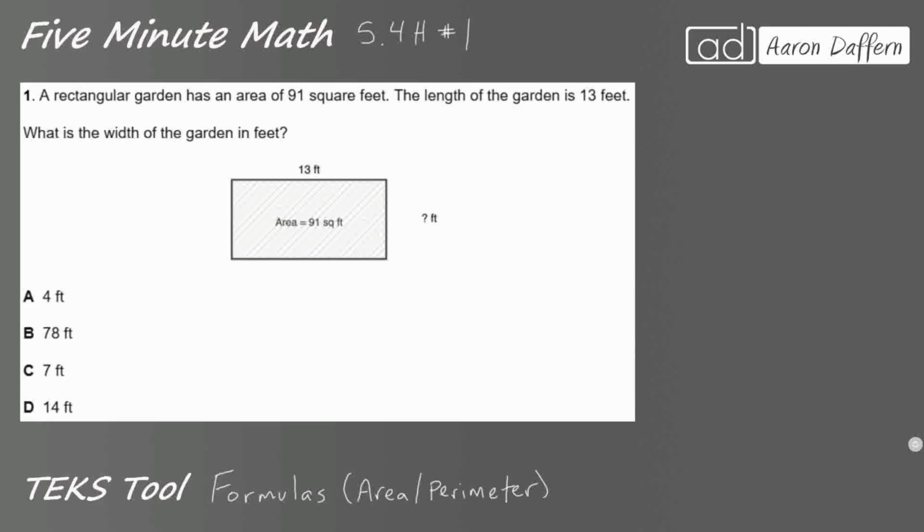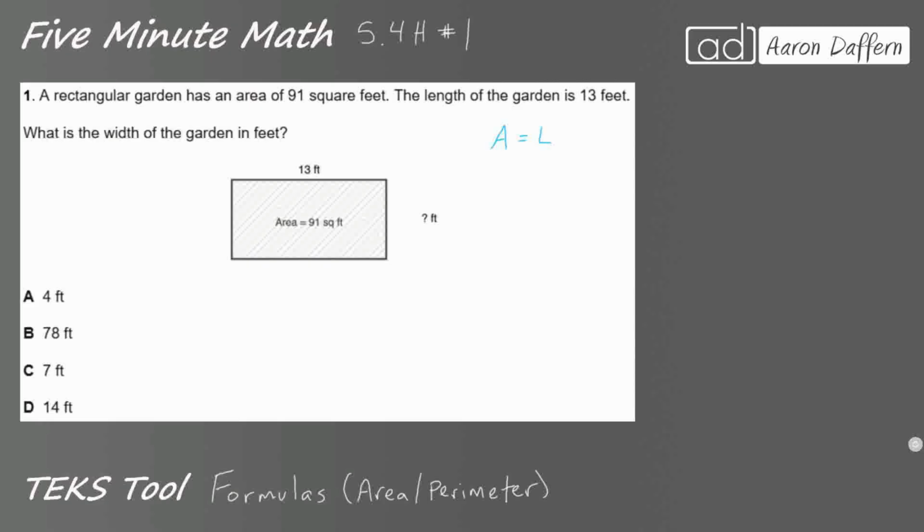So we have a rectangular garden. They do give us the area here, and they give us the length, 13 feet. We need to find the width. The only thing we know here is that we've got a formula that we could use, right? And we've got an area, and that's going to equal length times width.